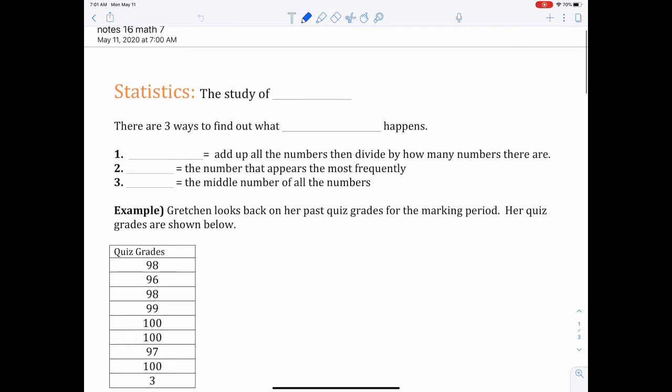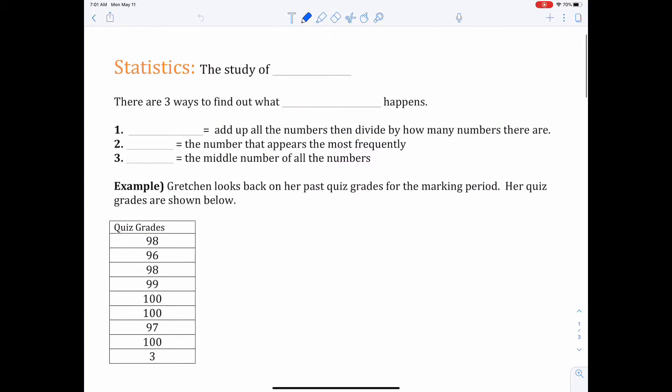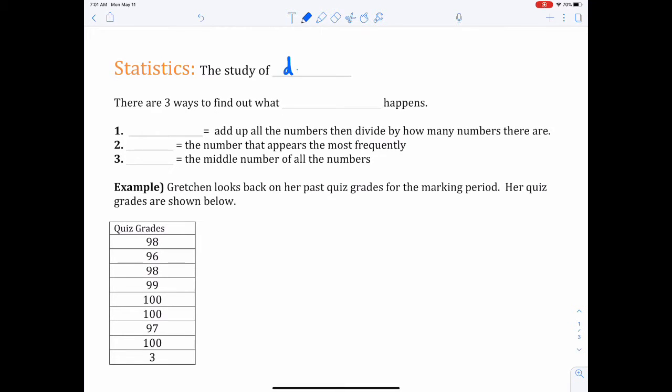We're gonna start a new unit today. It's statistics. Statistics. Like, hey, what's your free throw shooting average? What's your grade point average? Those are kind of like stats. It's basically the study of data.